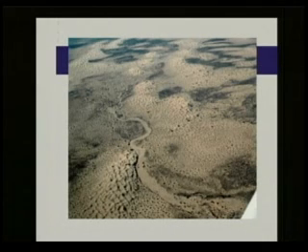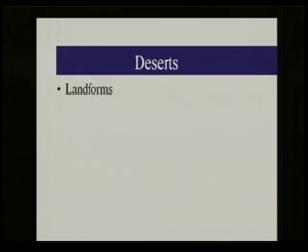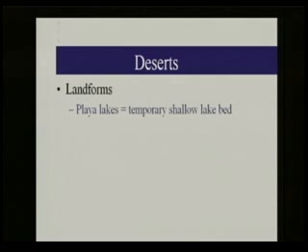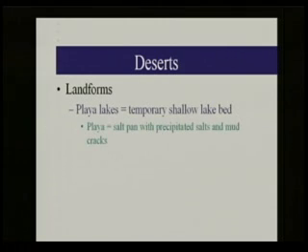Here is an overhead view of an ephemeral desert stream. Landforms we see in the desert. Playa lakes are temporary shallow lakes that form with rain events and runoff. And when the water evaporates, we're left with what is known as a playa, a salt pan where salts have precipitated because of the evaporation, and also mud cracks are seen in playas.